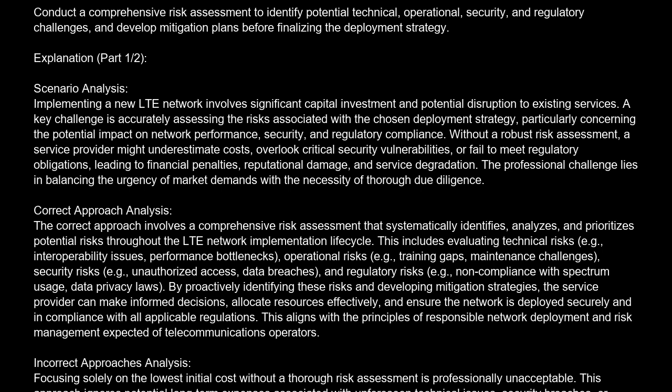This includes evaluating technical risks, e.g., interoperability issues, performance bottlenecks; operational risks, e.g., training gaps, maintenance challenges; security risks, e.g., unauthorized access, data breaches; and regulatory risks, e.g., noncompliance with spectrum usage and data privacy laws. By proactively identifying these risks and developing mitigation strategies, the service provider can make informed decisions, allocate resources effectively, and ensure the network is deployed securely and in compliance with all applicable regulations. This aligns with the principles of responsible network deployment and risk management expected of telecommunications operators.